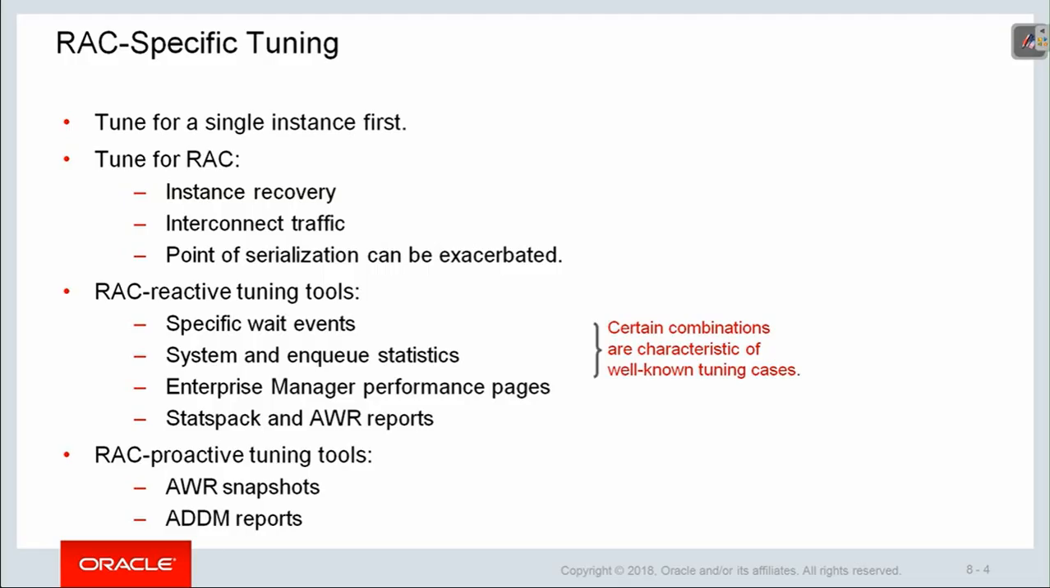Or if there is concurrent access to a resource from multiple instances, that may cause another problem. So that's what you have to take a look at. We have a few examples. In order to diagnose your single instance in RAC embodiment or RAC-specific area, we can use wait events and also system and enqueue statistics. We can also leverage the Enterprise Manager performance page, and you can also review the AWR report. If an AWR report is not available, you still can use Statspack as well.